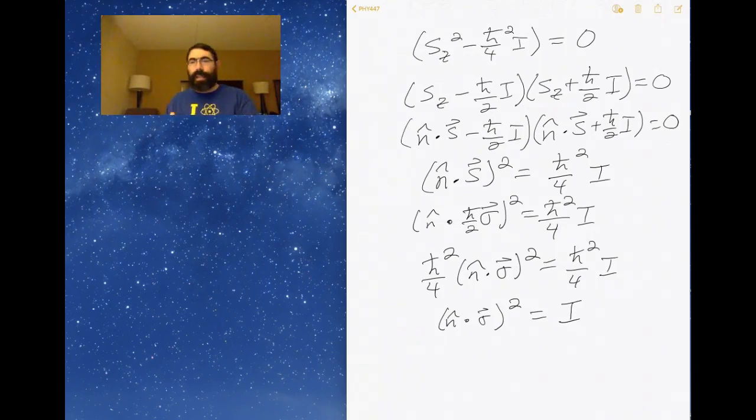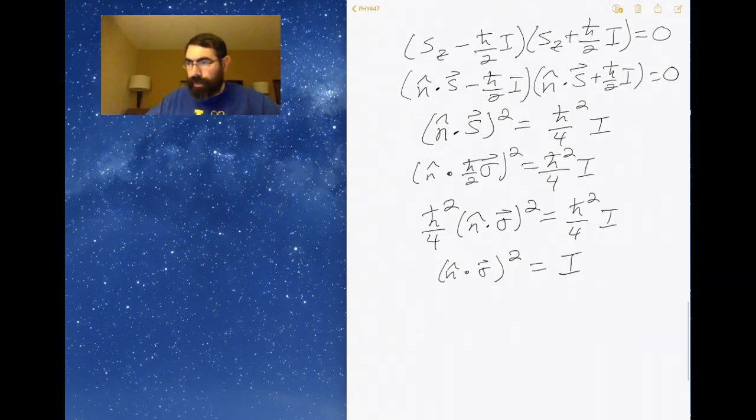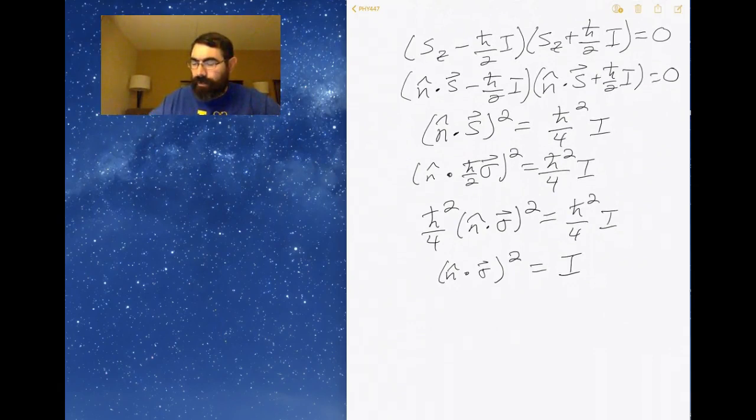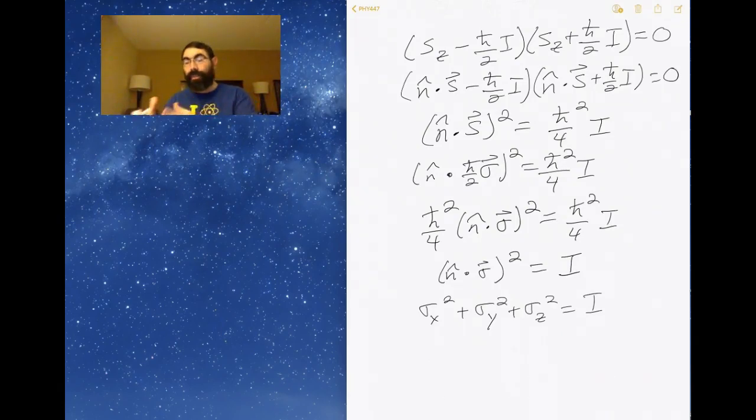Which basically means, now if I break it down into every single component, I would just get sigma x squared plus sigma y squared plus sigma z squared is equal to I, which basically means each of those components has to be equal to the identity.